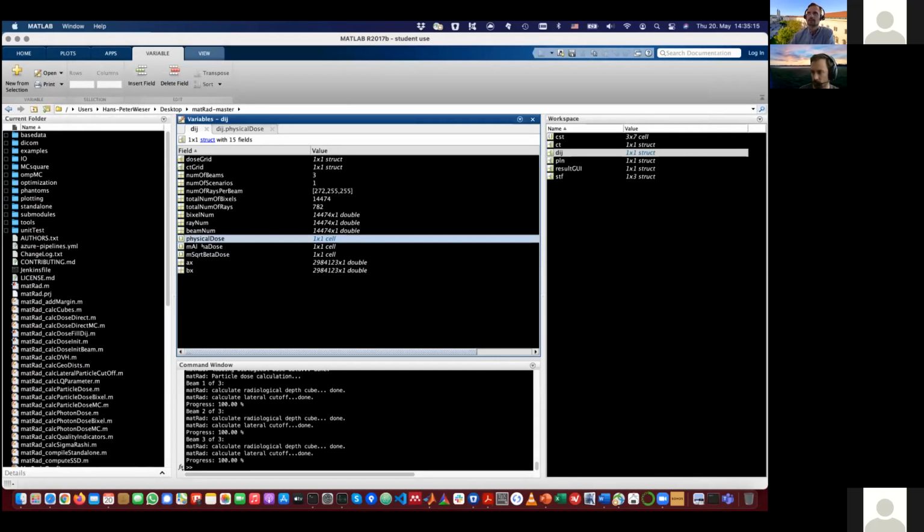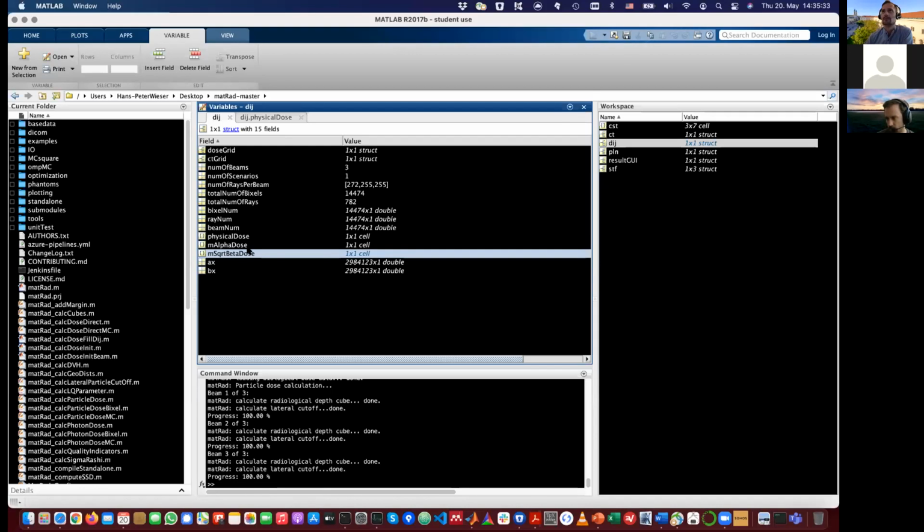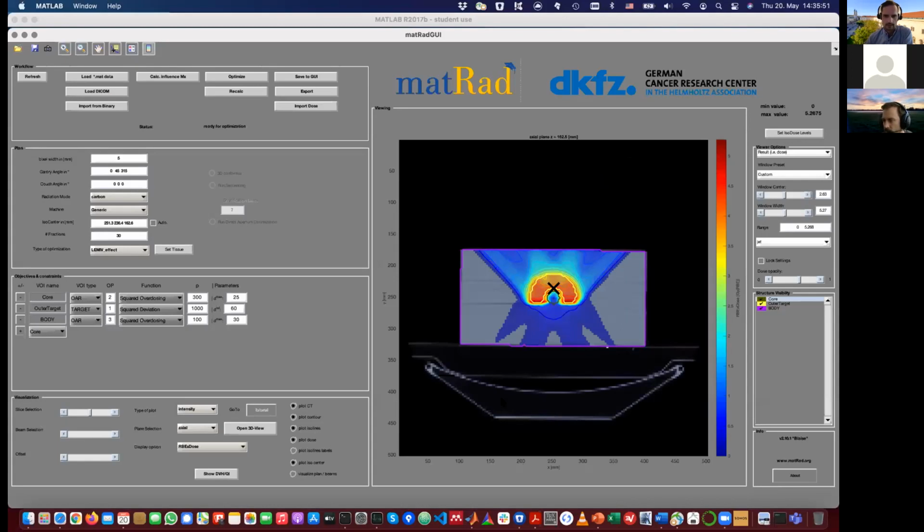The physical dose simply contains for each pencil beam the physical dose for unit fluence, and alpha dose contains the linear component of the biological effect, so to say. And the beta dose, the squared component of the biological effect. And these are the quantities then that are actually being used for treatment planning. Okay, now let's switch back to the graphical user interface.